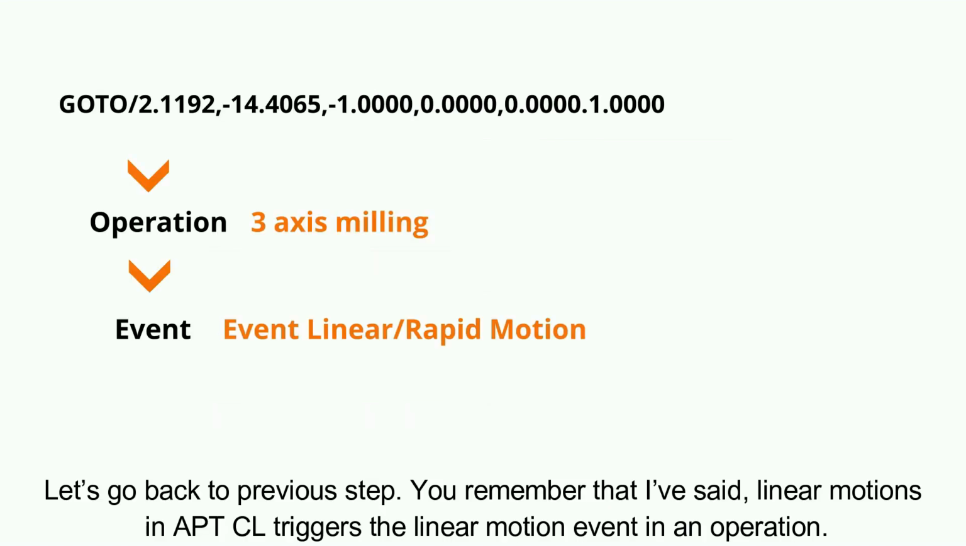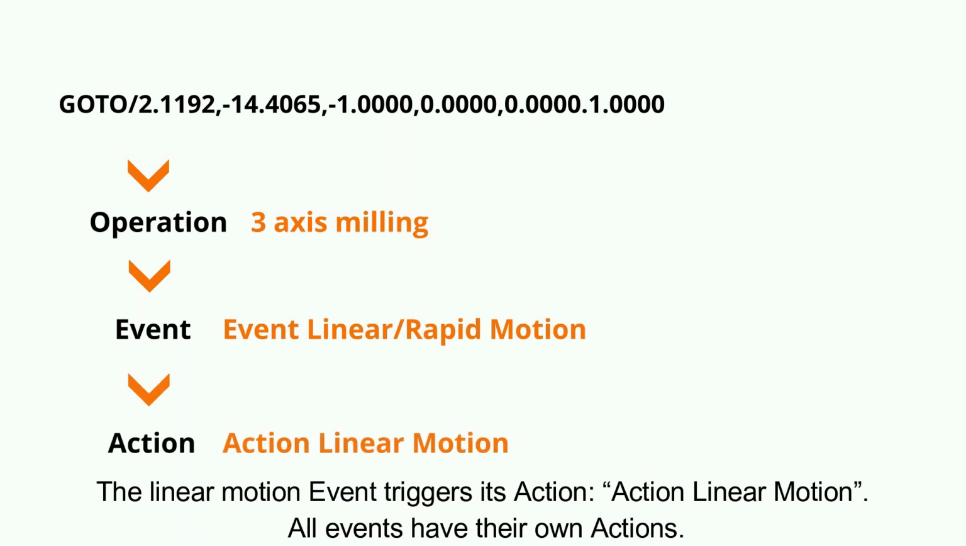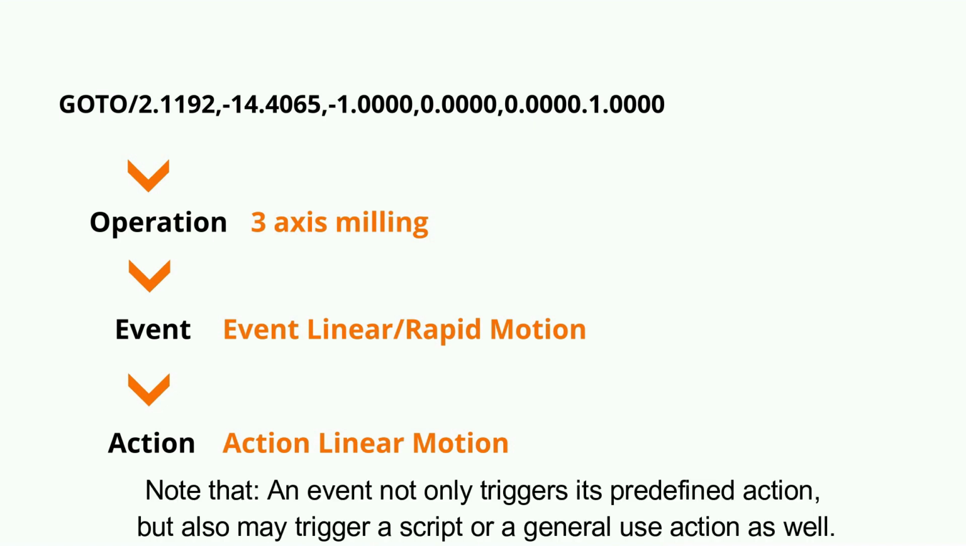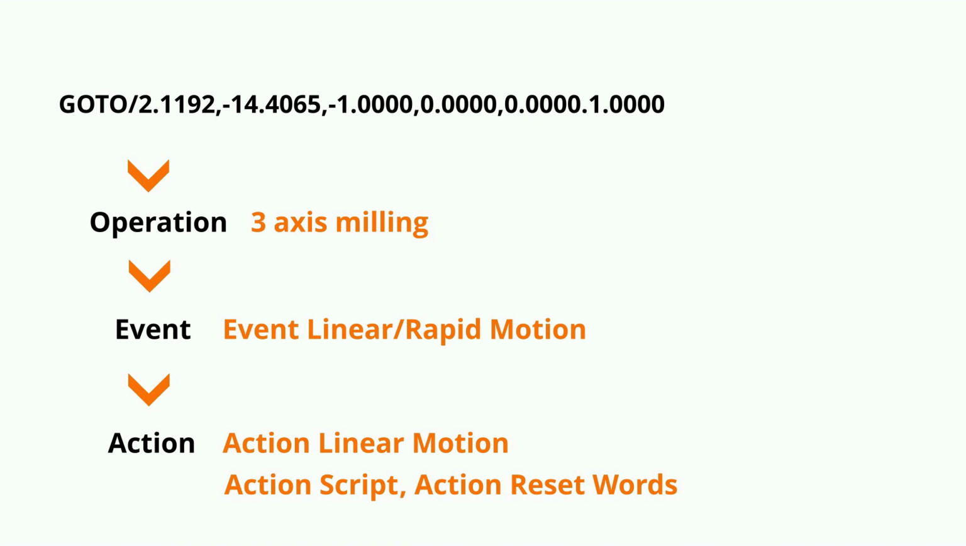Let's go back to the previous step. You remember that I said linear motions in APTCL trigger the linear motion event in an operation. Then what happens? The linear motion event triggers its action, linear motion. All events have their own actions. Note that an event not only triggers its predefined action, but also may trigger a script or a general use action as well. A script is like an action you've defined on your own.